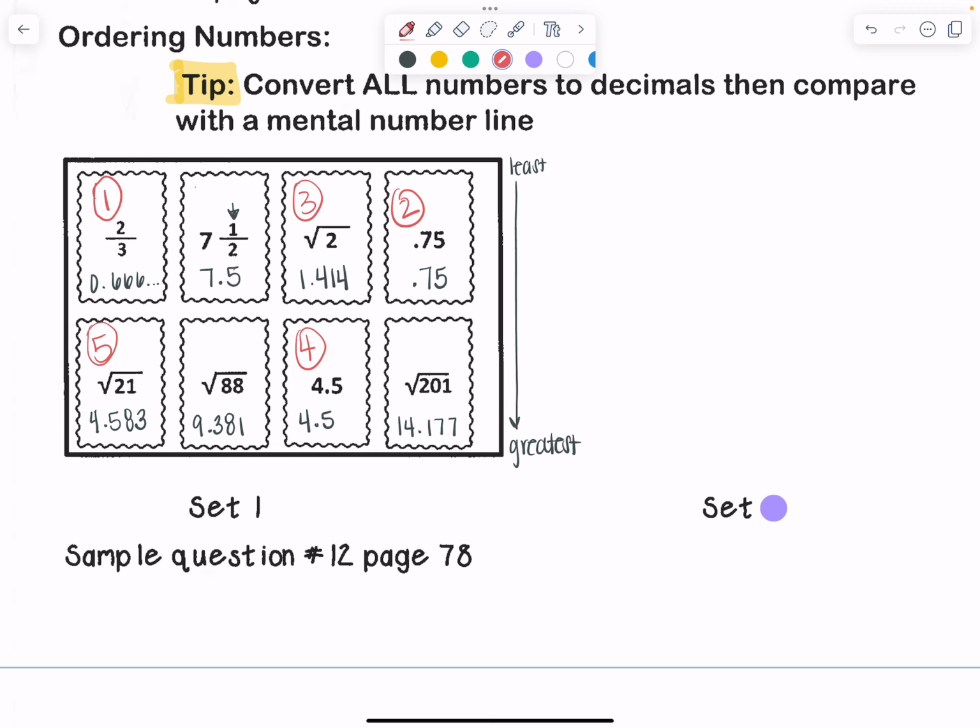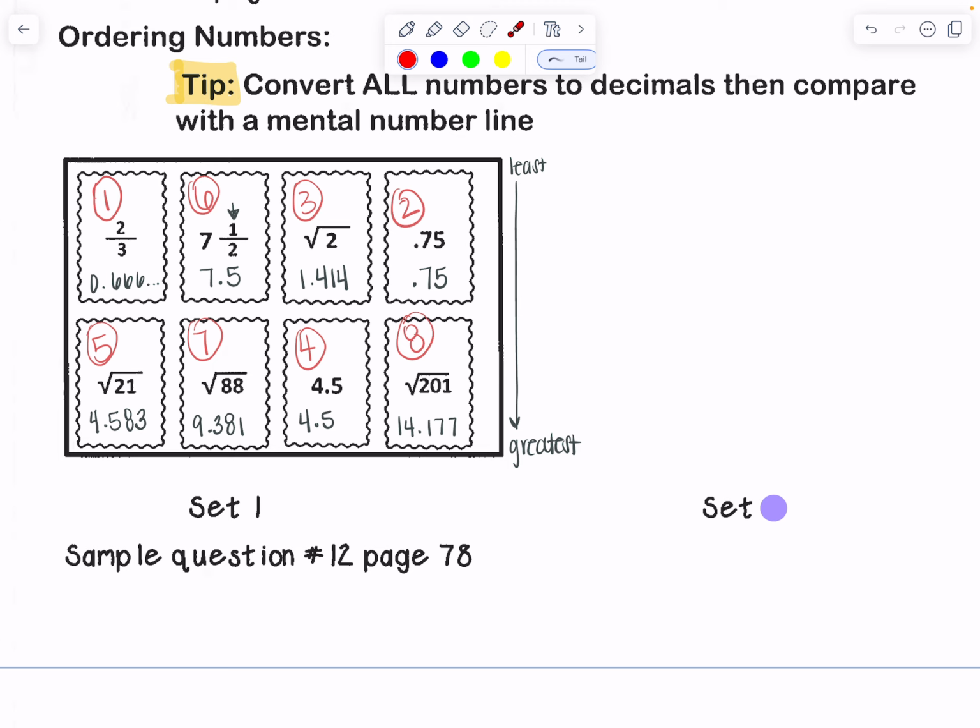And the next smallest, 7.5, square root of 88, and square root 201. An easy way for students to think of this, if you round everything to 2 decimal places, think about money. So specifically for this one, $4.58 is bigger than $4.50. That's one way that you can think about it, is if you just want to round to 2 decimals and then compare it like it's money.